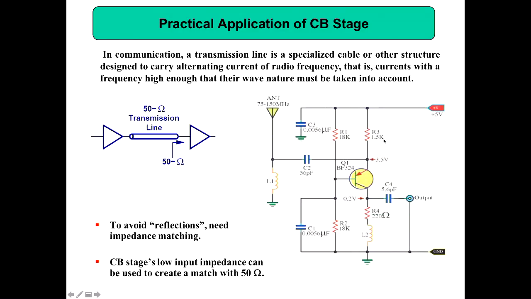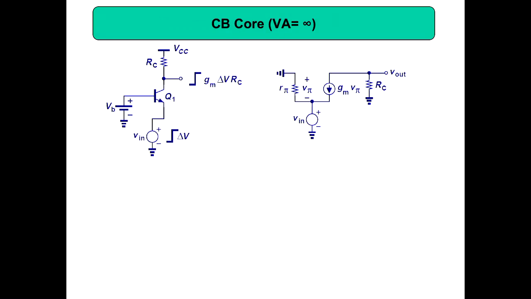To avoid reflections, we need impedance matching, which we already discussed. If you don't have impedance matching here with respect to the transmission line, then the signal will reflect back. The common base stage, with its low input impedance, can be used to create a match with 50 ohms. So that is the advantage. Then we will study the expression for the gain in the next lecture.